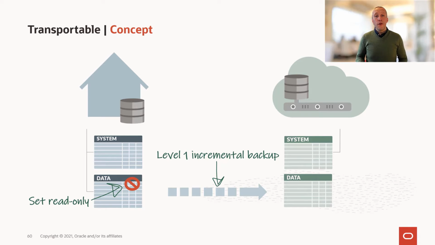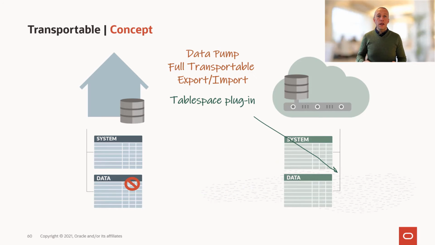Now we are ready to perform the actual migration, and we will start by setting the data tablespace read-only in your source database. Then we can perform the very last level 1 incremental backup and take the very last changes from the source database and put them into our target PDB. Then we can use Data Pump and full transportable export import to first do a tablespace plugin where we register the data tablespace in our new PDB.